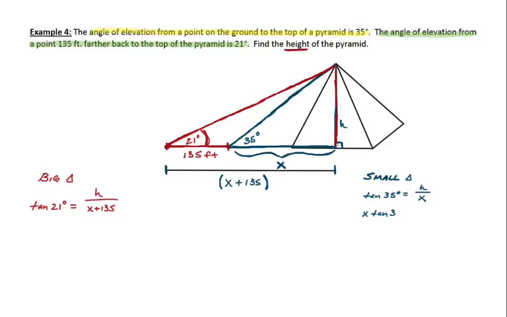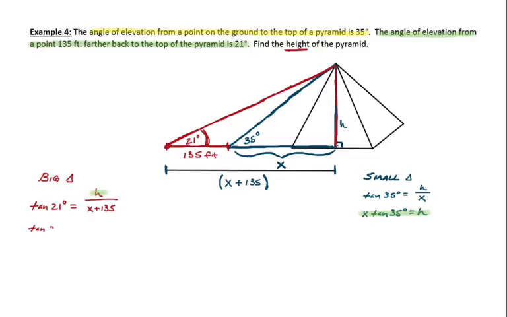What I mean by that is, if you look at the big triangle setup, tangent of 21 degrees equals h over x plus 135. I have an h and an x, which would make solving for h difficult. But if I use the ratio from the small triangle, tangent of 35 equals h over x, and solve for h, being x times tangent of 35, and put it into the other equation for h, I'll have one variable, x, and I would solve for x. So that's what I'm going to do.